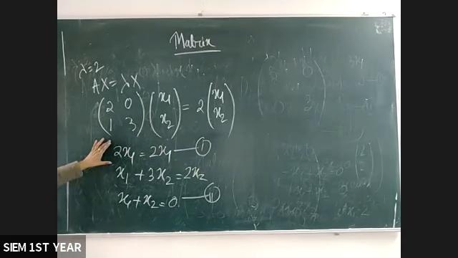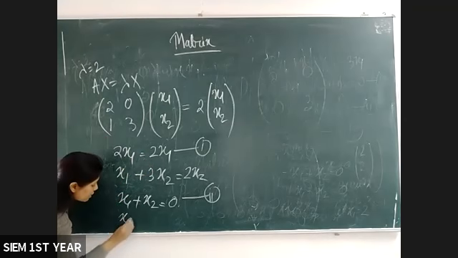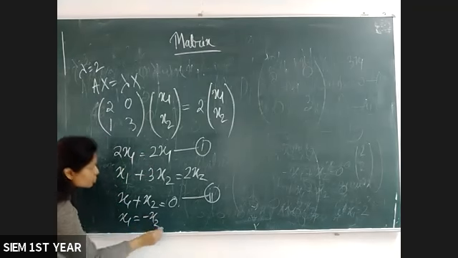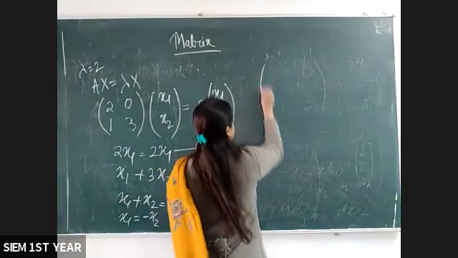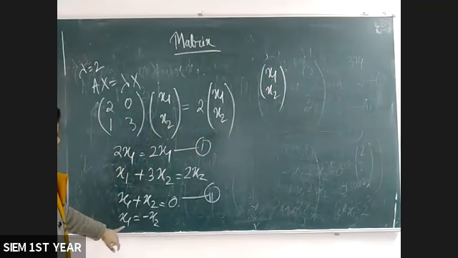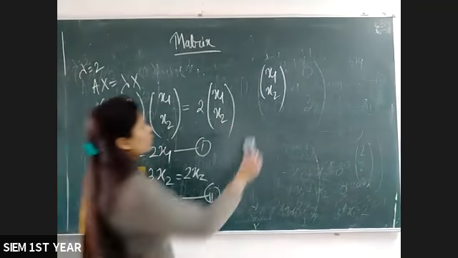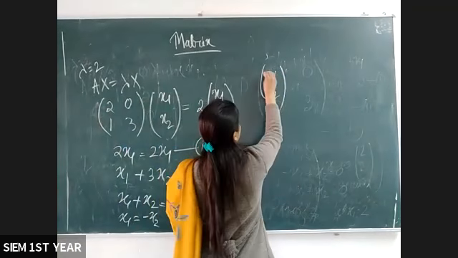Clear? So, the first equation is not useful to us, since 2x1 is equal to 2x1. From this you cannot solve for the value of x1 and x2, but you get a relation. The relation is x1 is equal to minus x2. So your vector is x1, x2. The value of x1 is equal to minus x2, so in place of x1, you can write minus x2.